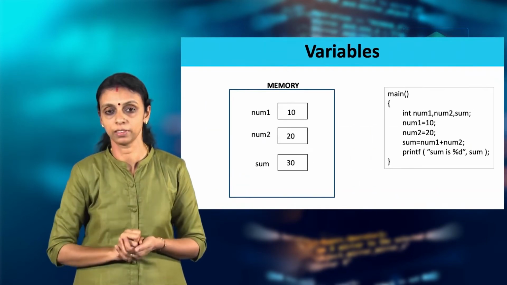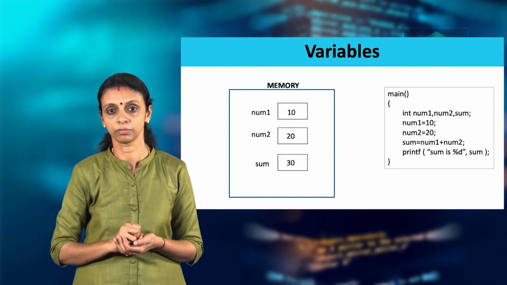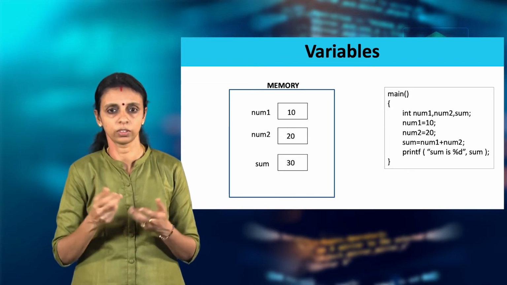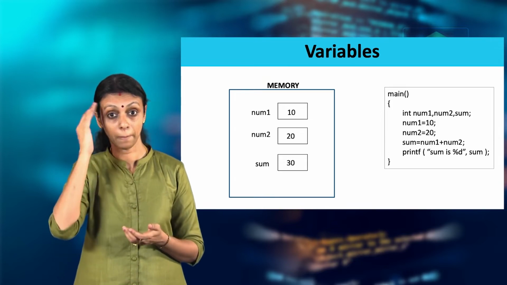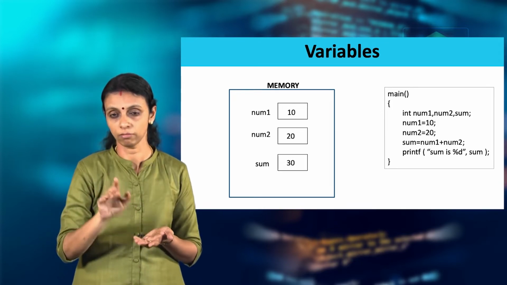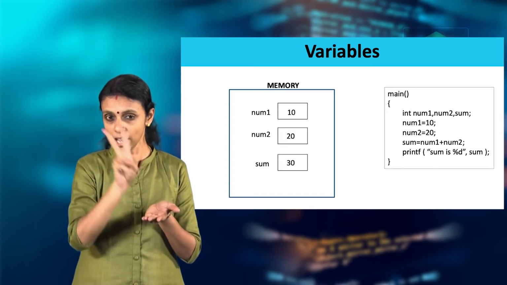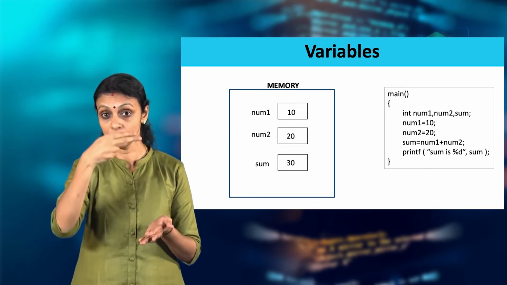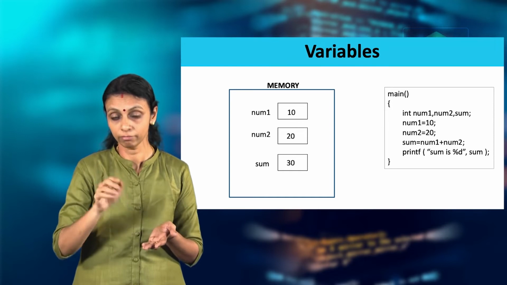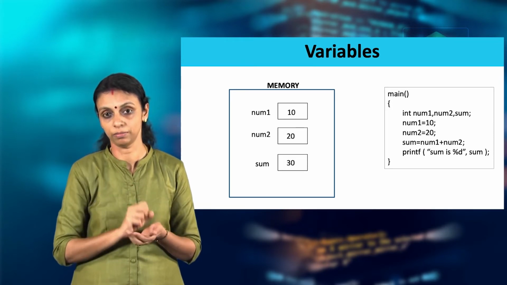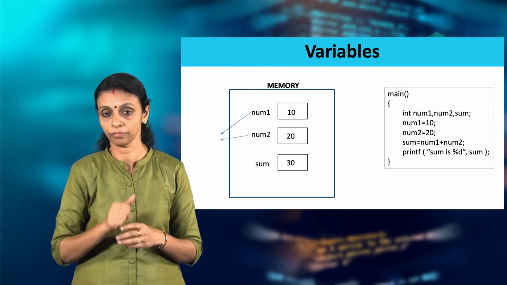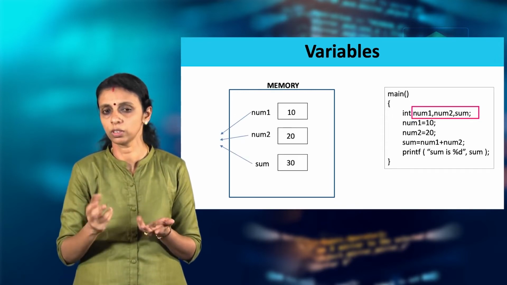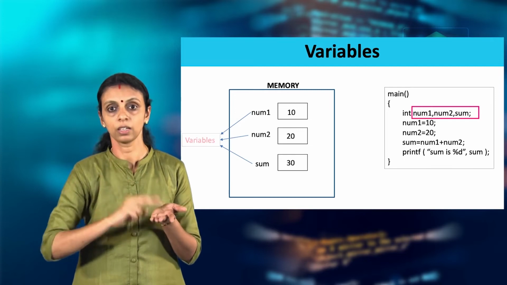Variables. Now, let us see what a variable is. We have named memory areas to store values. These named memory areas are called variables. In the example program, variables are num1, num2 and sum.